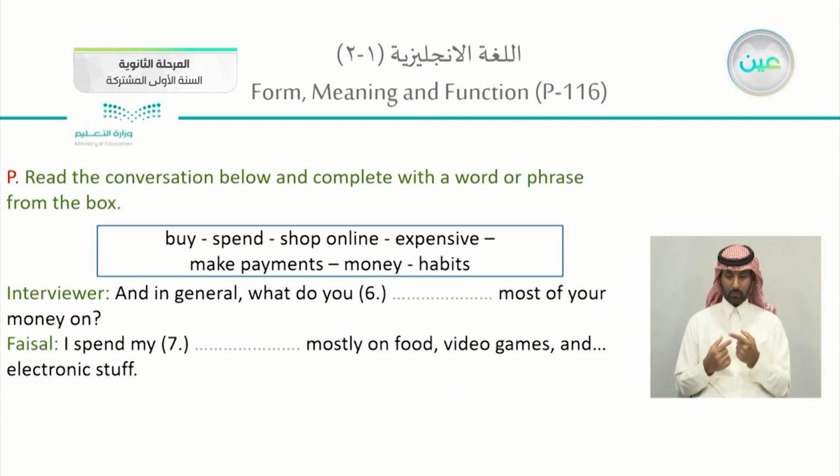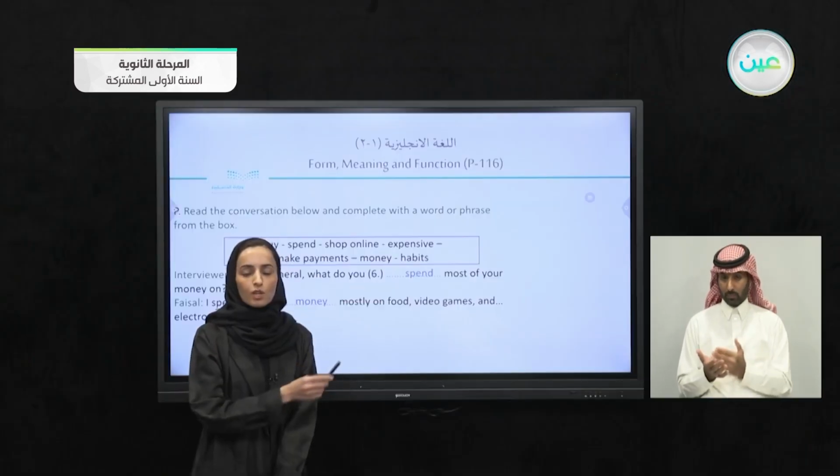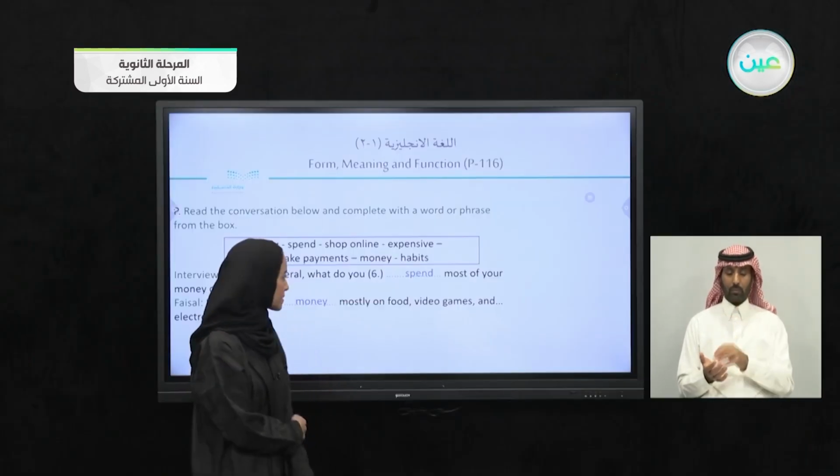Continue. And in general, what do you spend most of your money on? What do you do with the money? Faisal said, here's the answer. I spend my money mostly on food, video games, and electronic stuff. I spend my money on these or those. Okay, so based on what you've got, you can fill out these blanks.